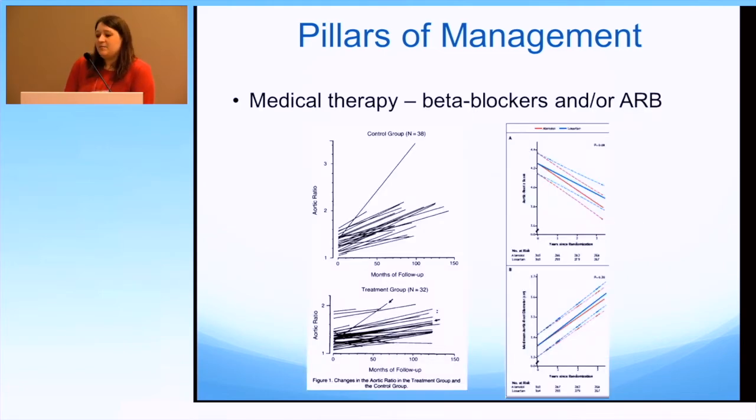So then other pillars of management. This is the original beta blocker trial from the 90s, looking at the improvement in aortic root dimension with beta blockers. And then this is the Pediatric Heart Network trial, looking at the comparison of losartan and beta blockers. So these are still our mainstays of medical therapy to prevent aortic root dilation. But again, there's lots more research that needs to be done.